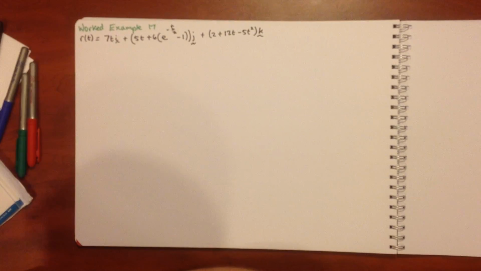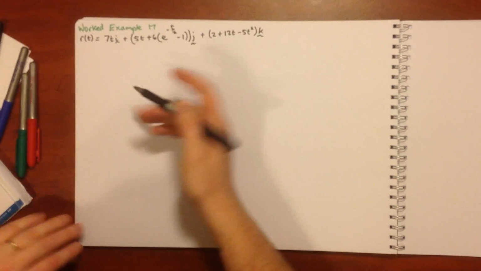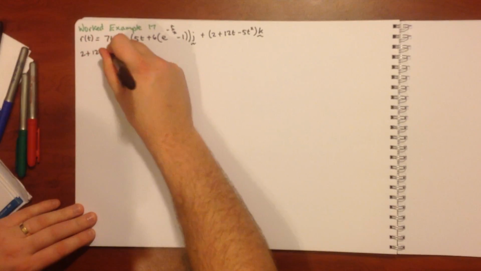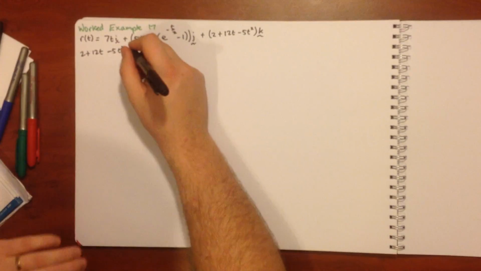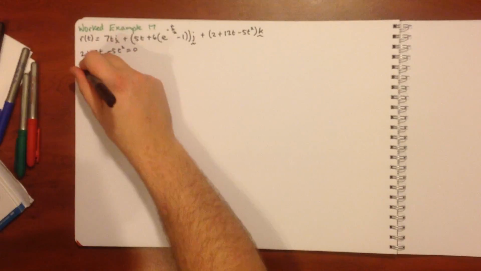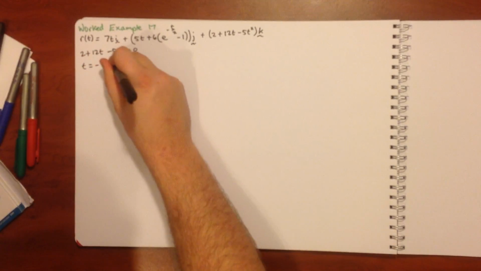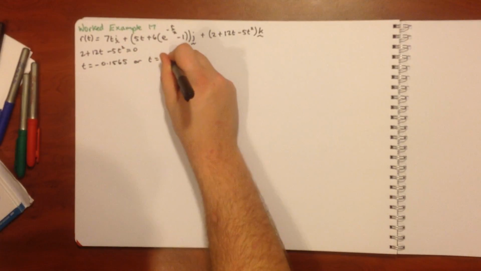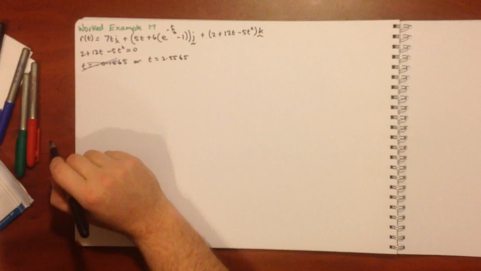So the shot will hit the ground when our vertical component is equal to 0. So that's simply going to be 2 plus 12t minus 5t squared equals 0. So we can solve using the general quadratic formula or our calculator, whichever we like. We find that t equals negative 0.1565 or t equals 2.5565. Now obviously our time can't be negative, so we're going to ignore that one.